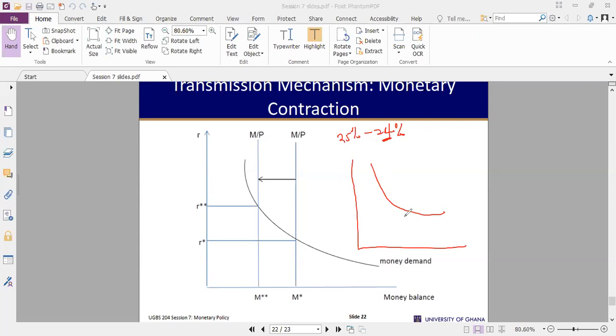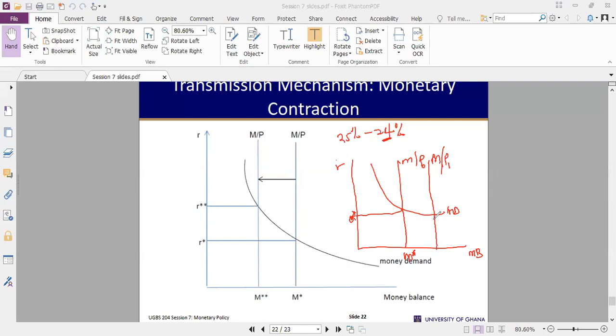Okay, so let's see something. This is my MD. Remember all the time it starts from the star. That's our equilibrium. This is our money balance. Now, if this decreases, meaning there is an expansionary monetary policy, trying to increase money supply in the system, it shifts to the right. So we are going to have M1 over P, and bring the knots here. Now you see that my graph is not really drawn to scale.